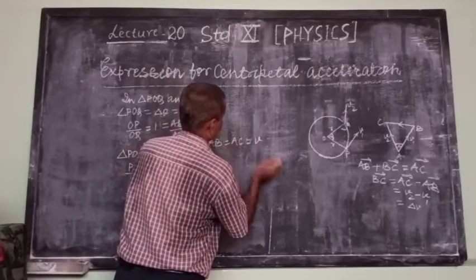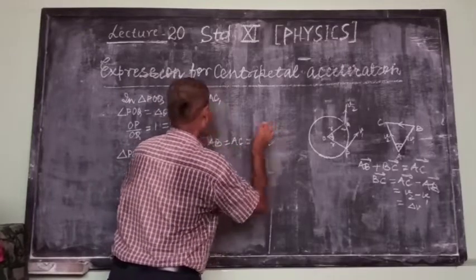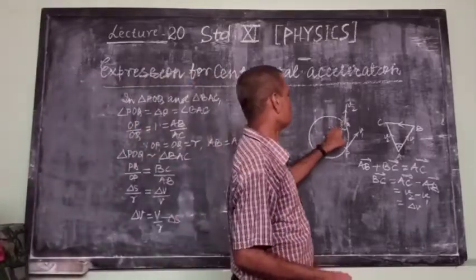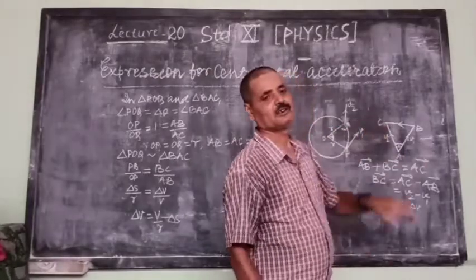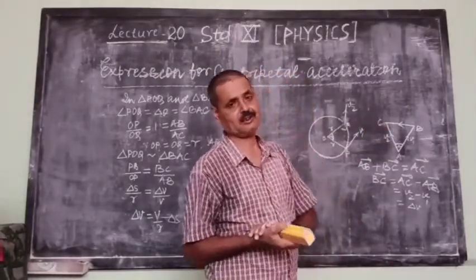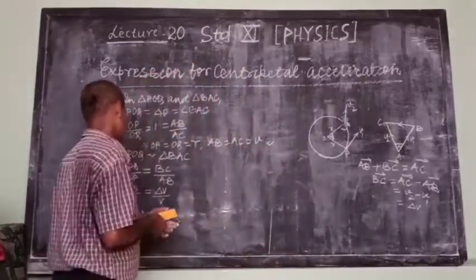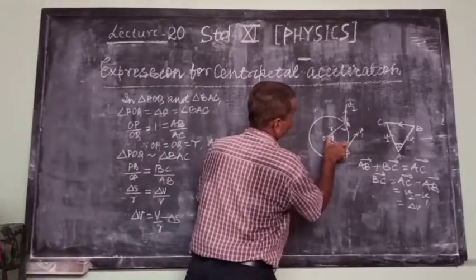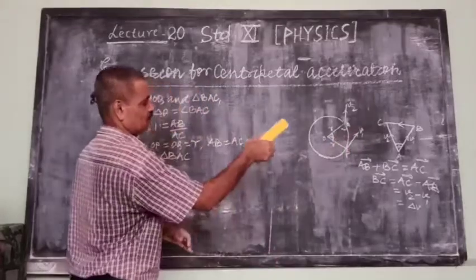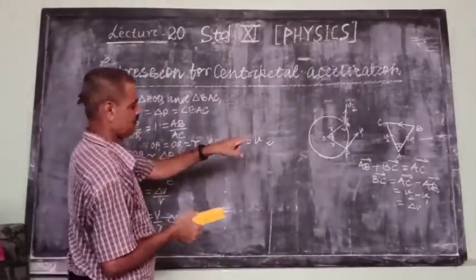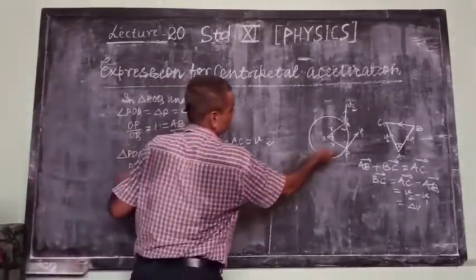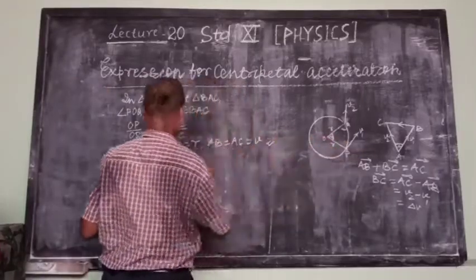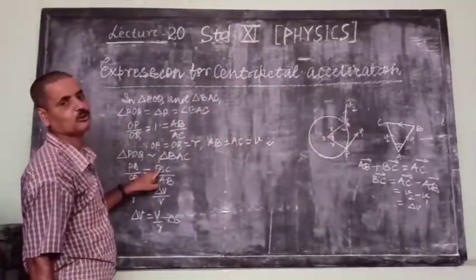Therefore, AB is equal to AC. These two triangles, triangle POQ and triangle BAC, are similar. So the ratio of their corresponding sides, we can write PQ by OP in that particular triangle, equals BC by AB. So this by this is equal to this by this.